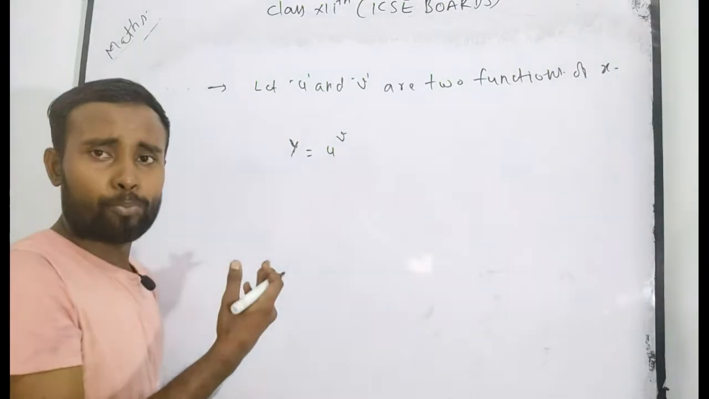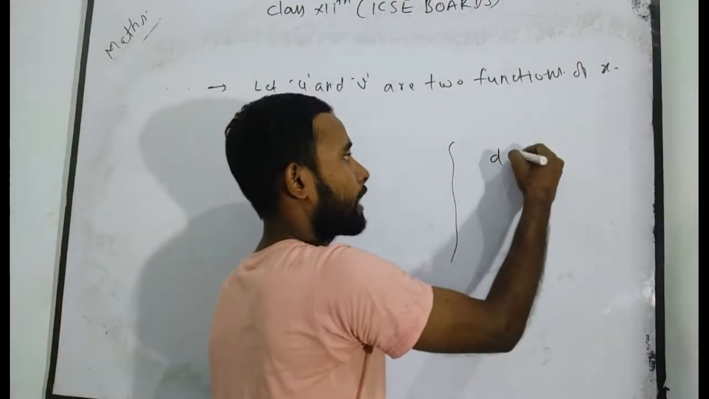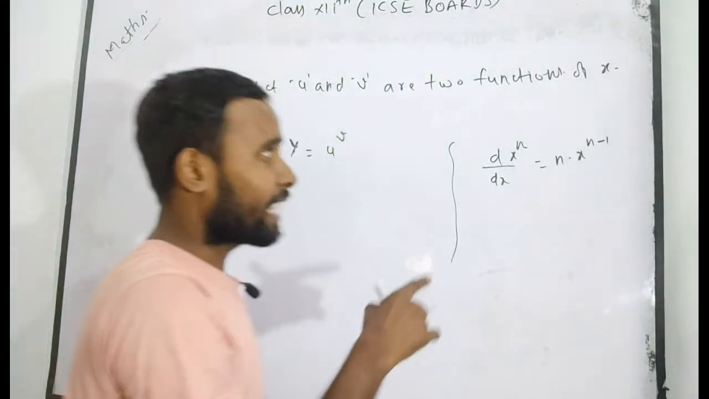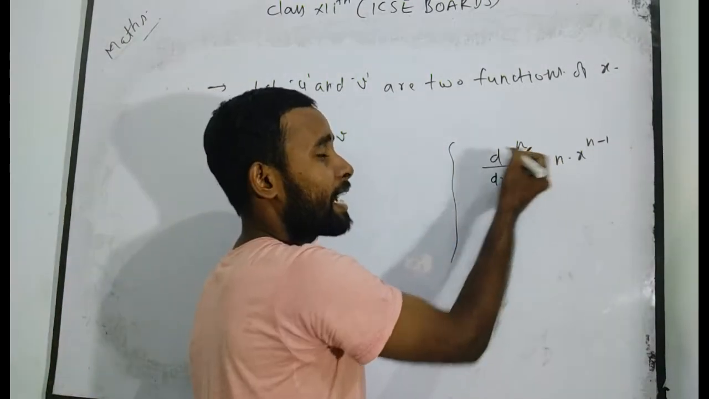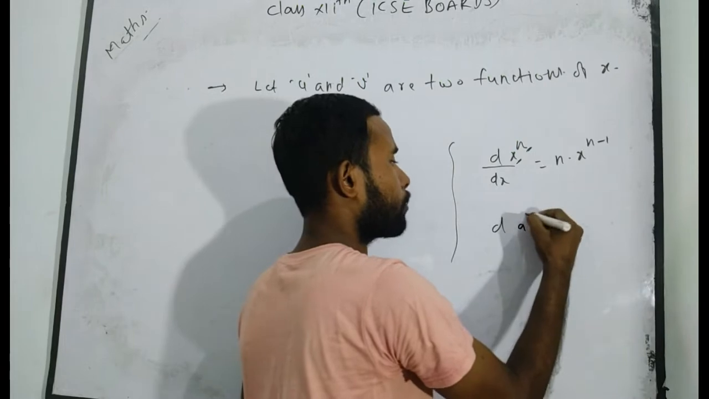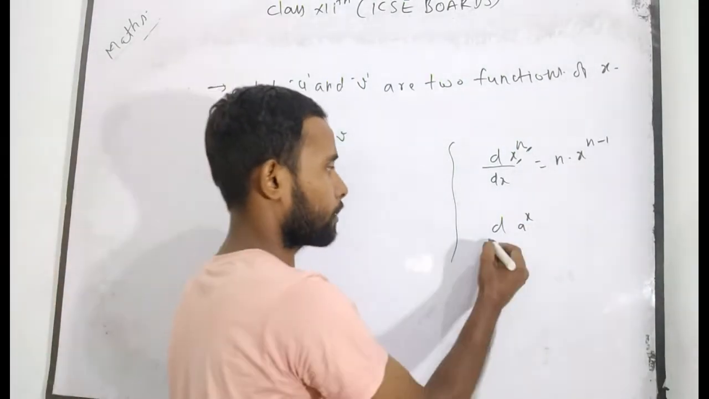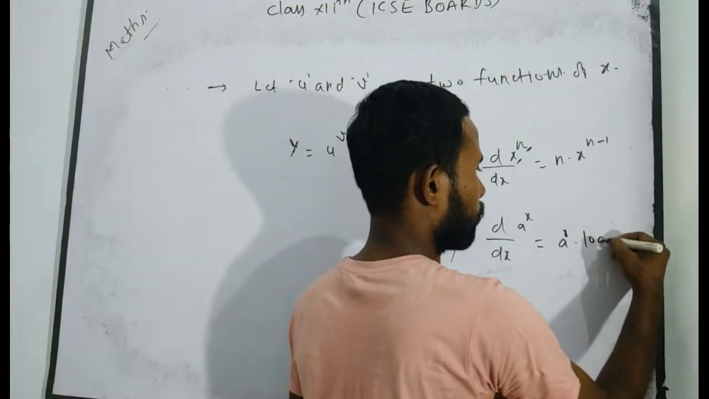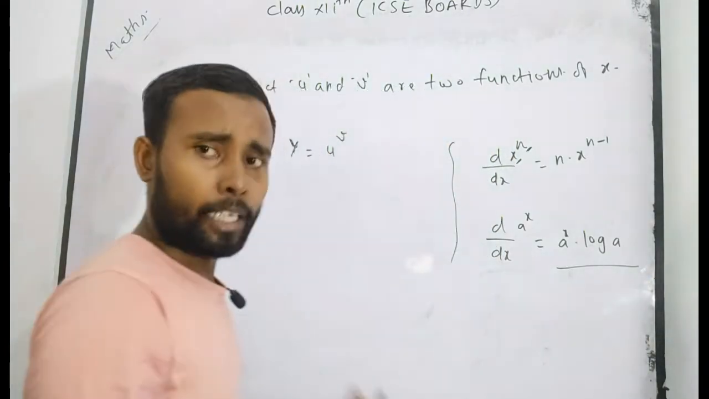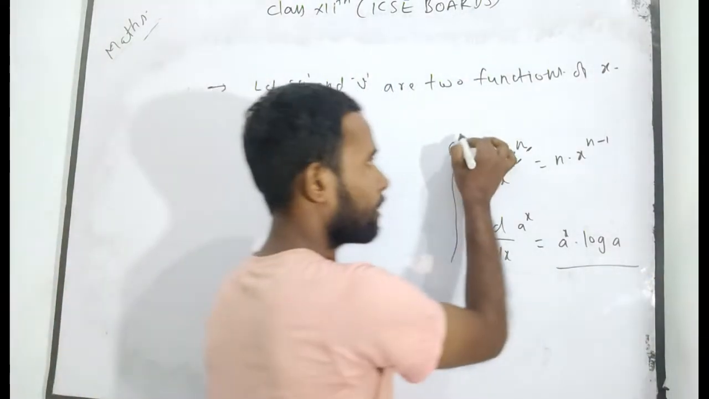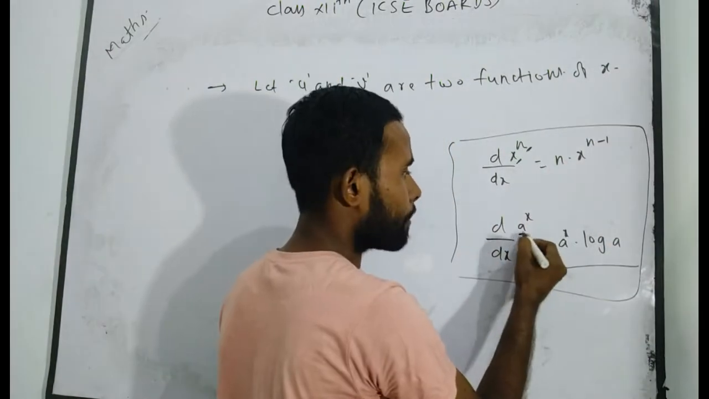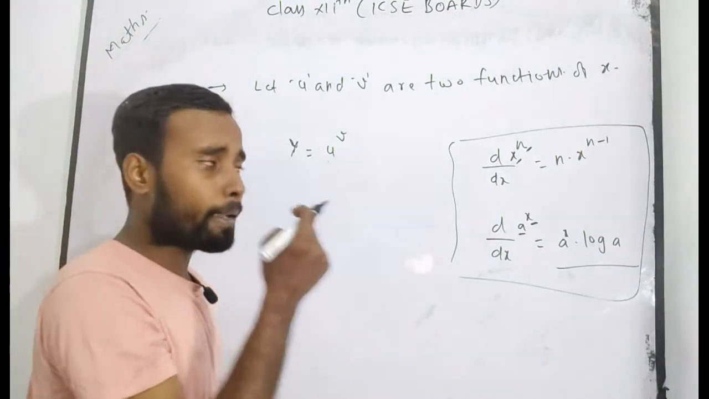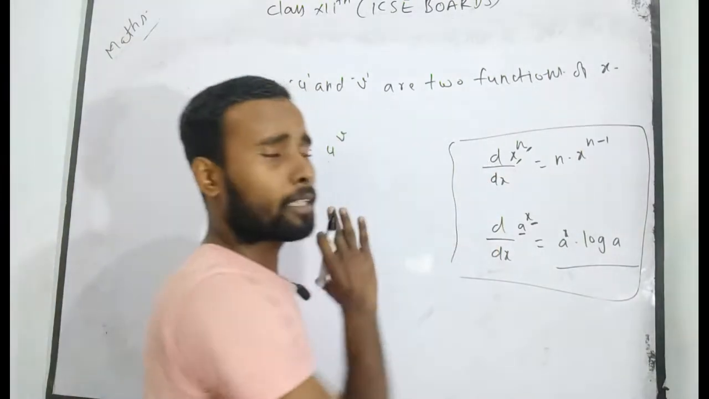And in that case, how can you manipulate? As you know, I have already told you, the derivative of x to the power n with respect to x will be n into x to the power n minus 1, only in that case where x is a variable and n is a constant. Another formula, the derivative of a to the power x with respect to x, is a to the power x into log a. Here a is a constant and x is a variable, but here u and v are both treated as variables. In that case you cannot solve this question by either method.